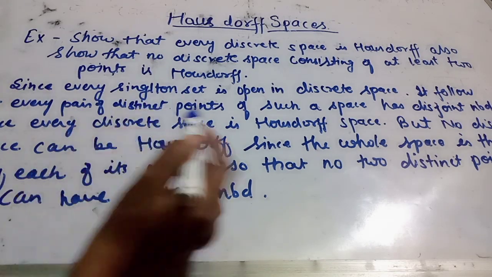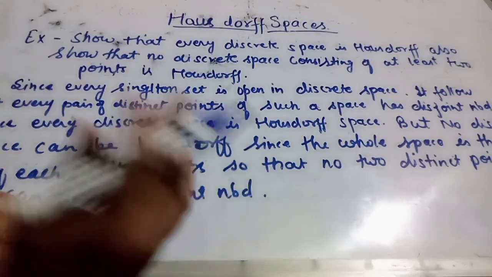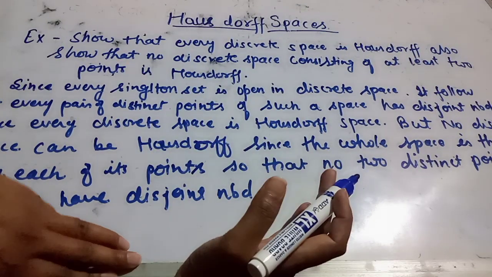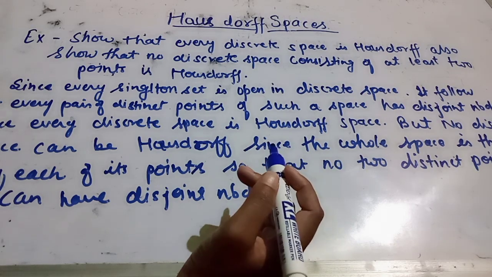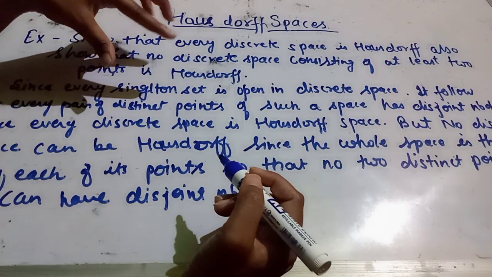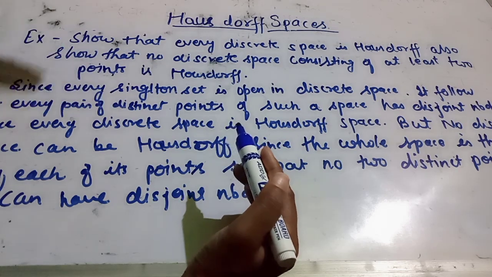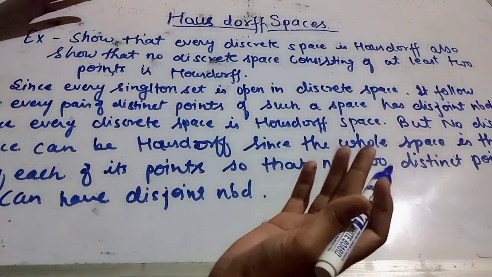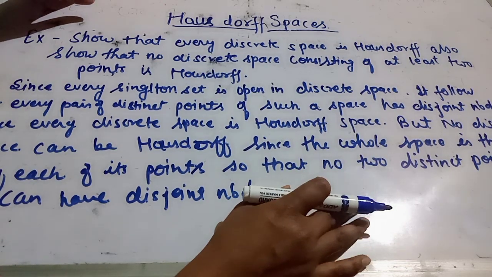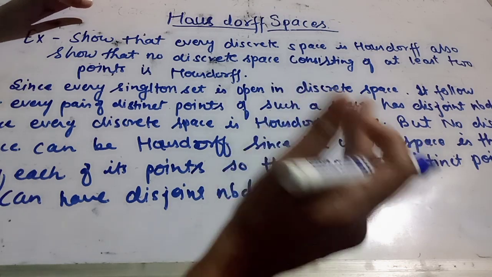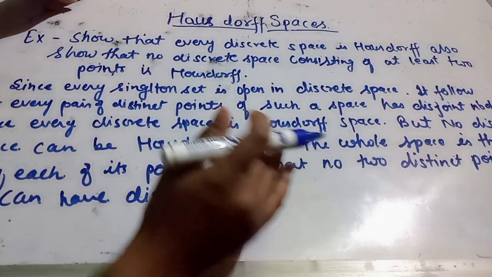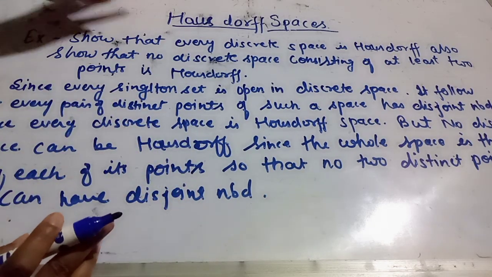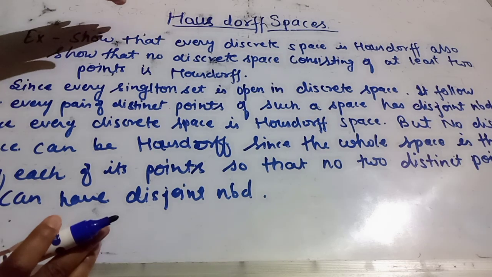So let's understand what the discrete space is. In a discrete topology, you have understood that every singleton set is open, right? So in a discrete space every singleton set is open, so if you take the neighborhoods of two distinct singleton sets, you find two disjoint neighborhoods of those sets, as in the definition of Hausdorff space. So that will satisfy the condition of Hausdorff space with respect to discrete space, right?